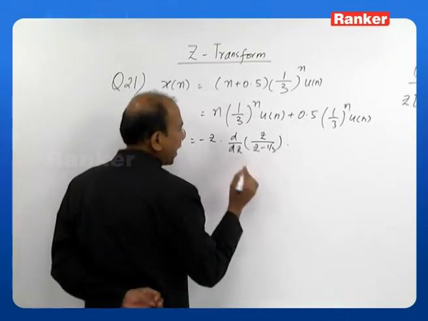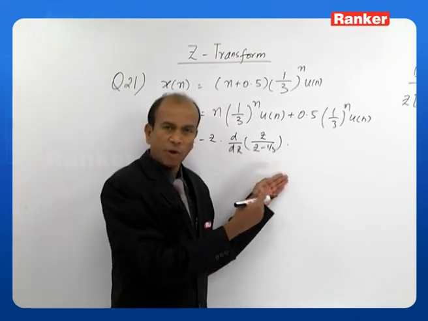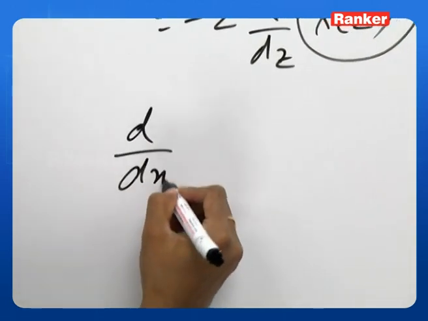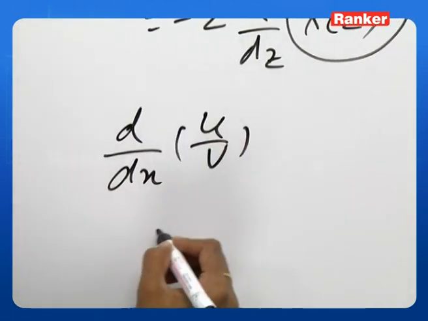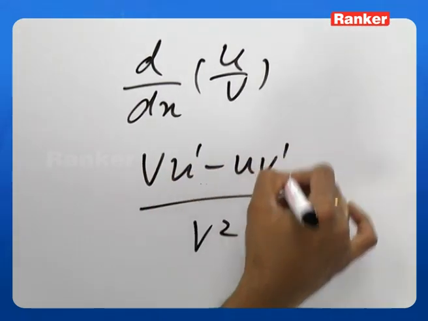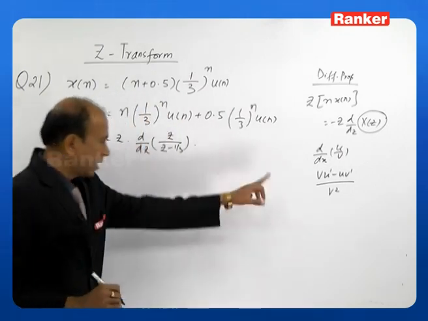Now let us do this. What is this? Again we have to use the differentiation formula which you all know. Let us just write down once. d by dx of u by v is (v u dash minus u v dash) by v square. Okay, this is the formula. So let's use that here.